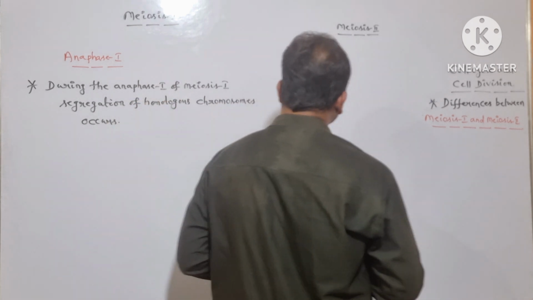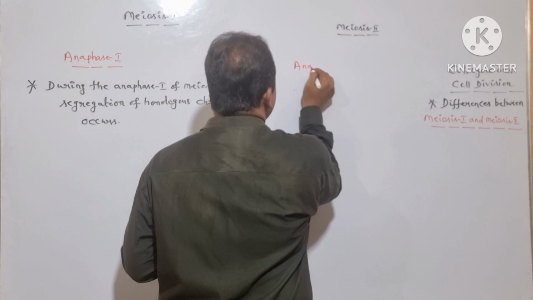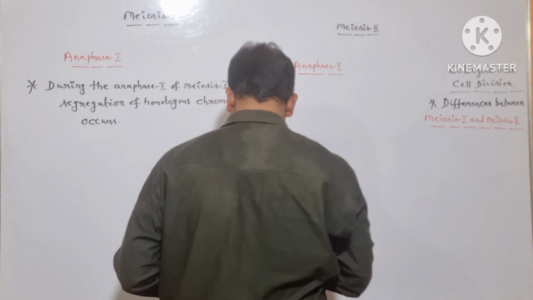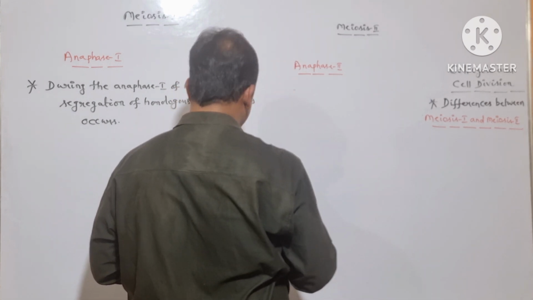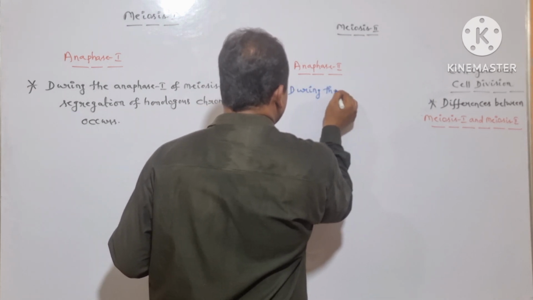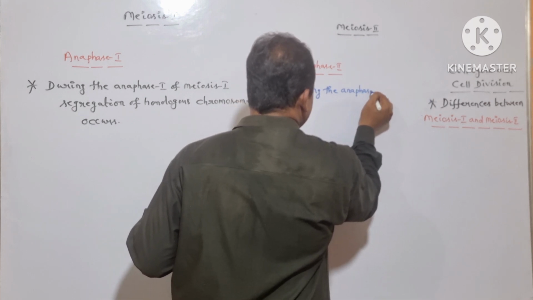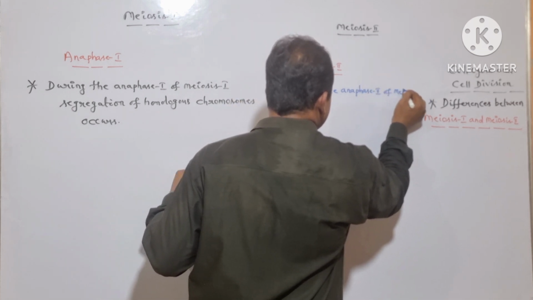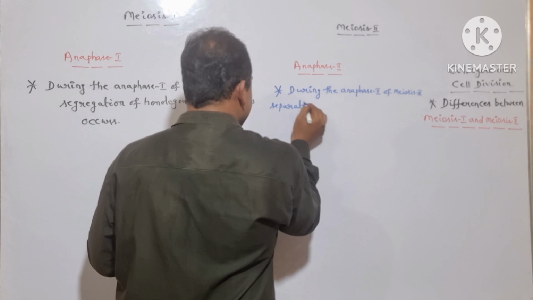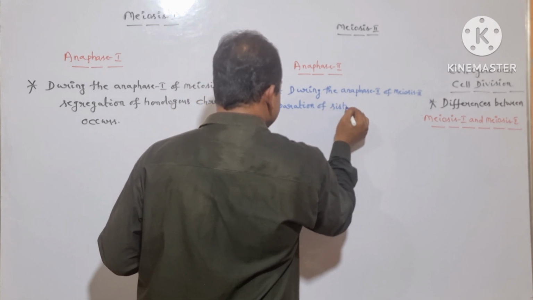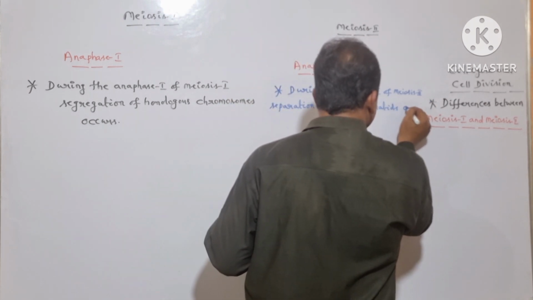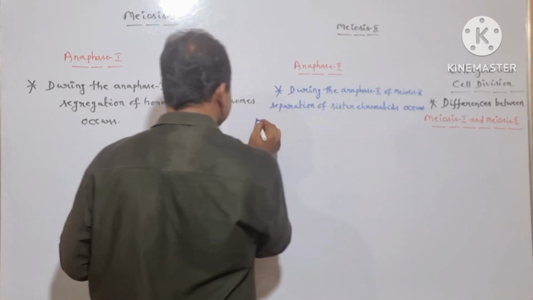So let me write it here. Anaphase 2. So during the anaphase 2 of meiosis 2, separation of sister chromatids occurs because of the splitting of centromere.